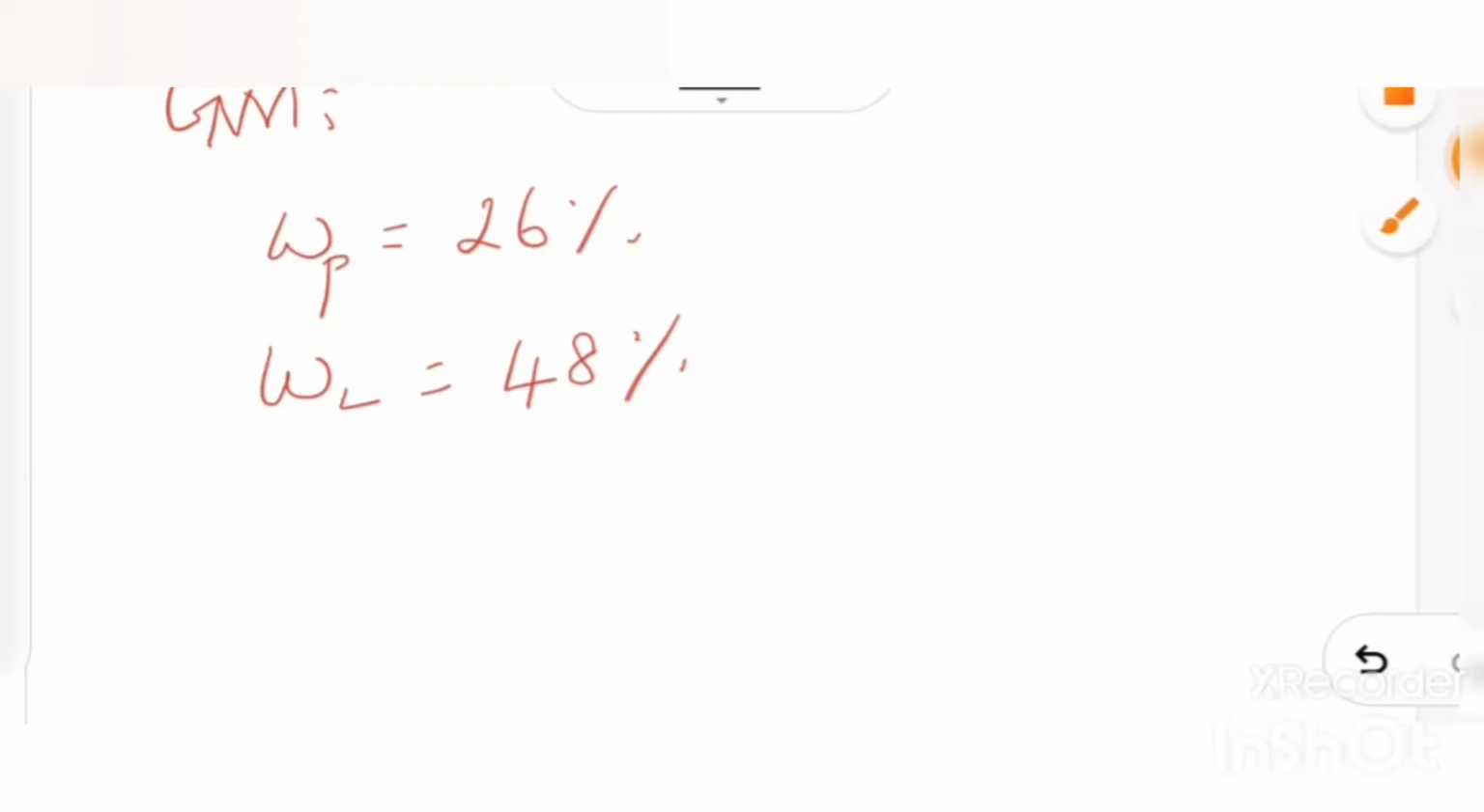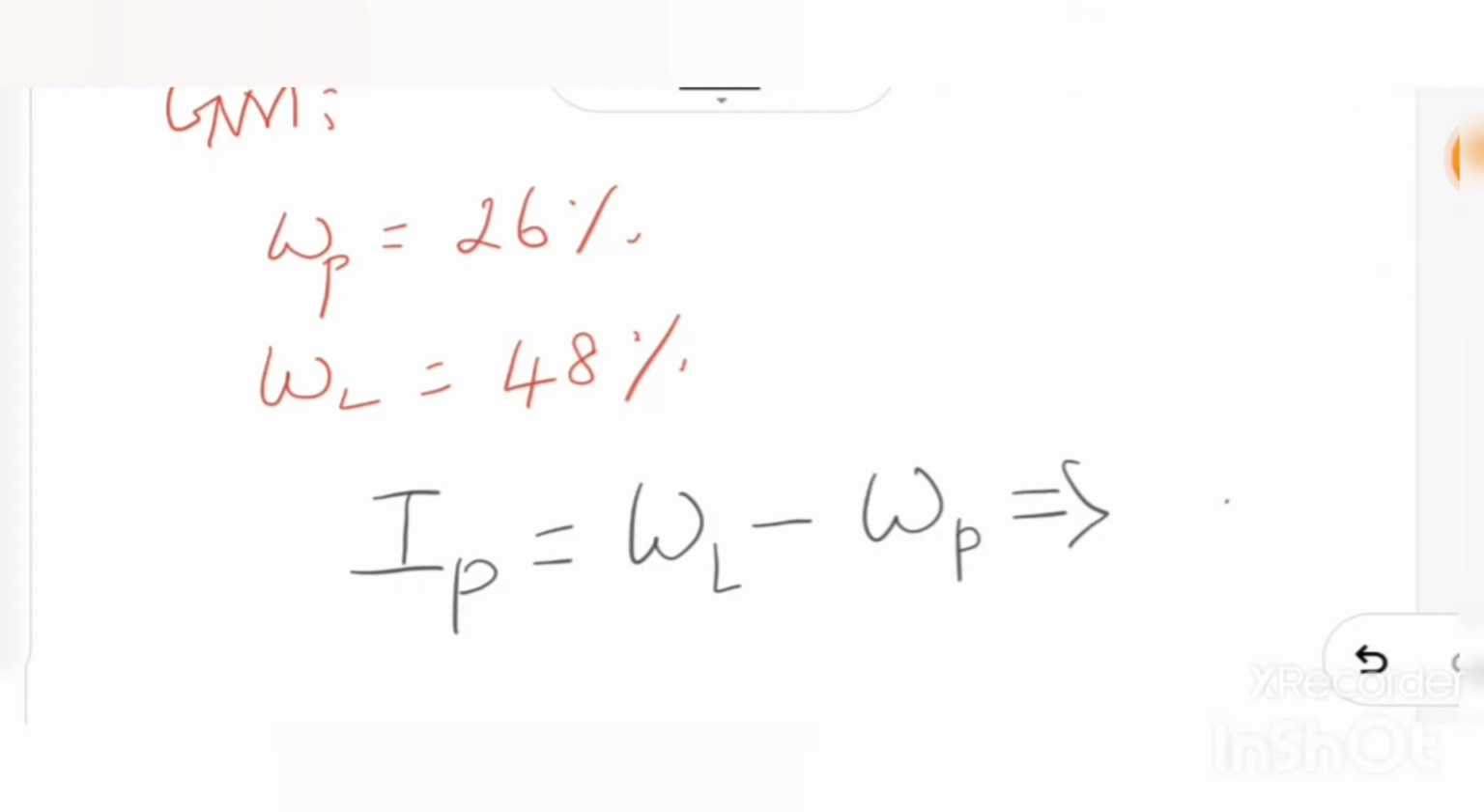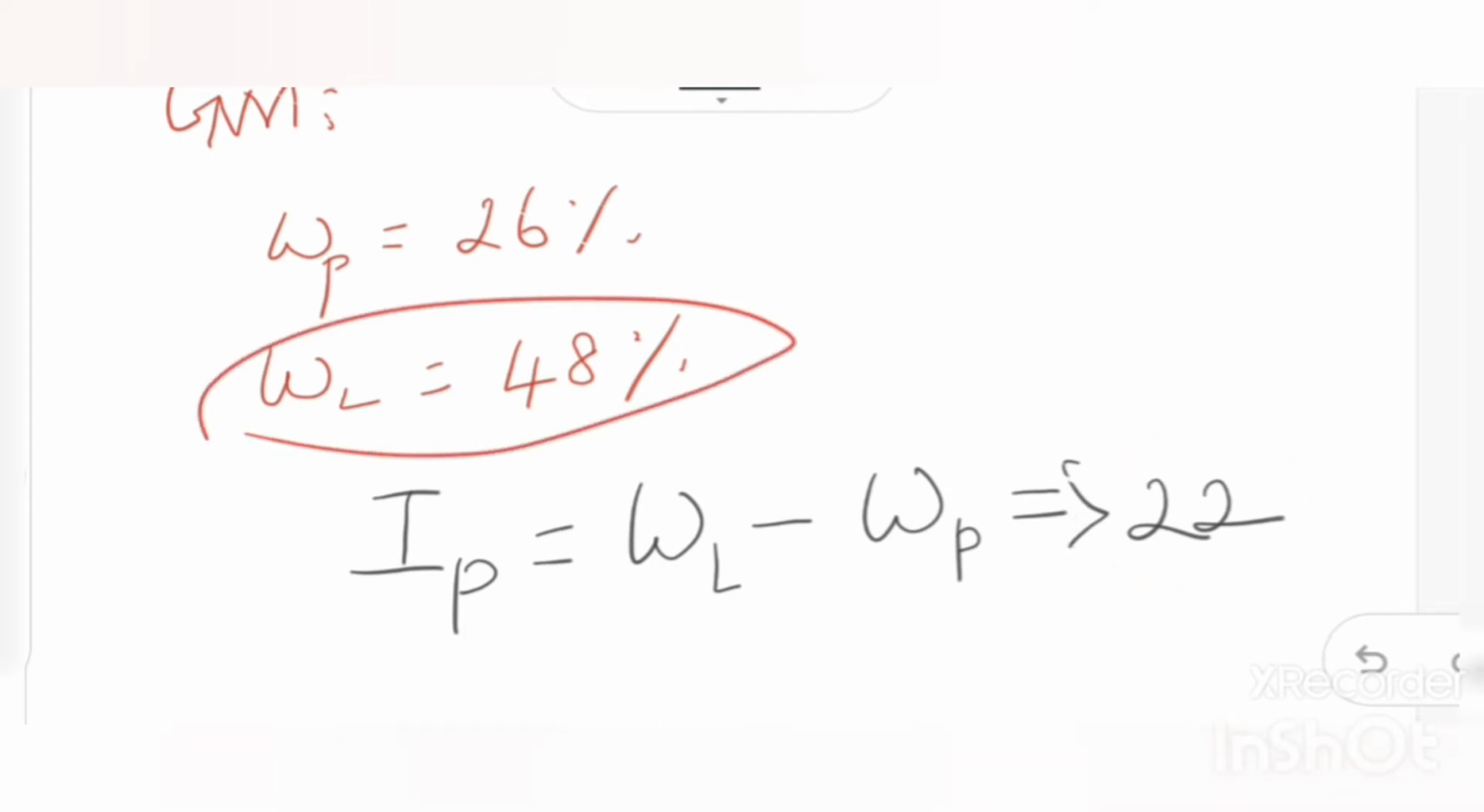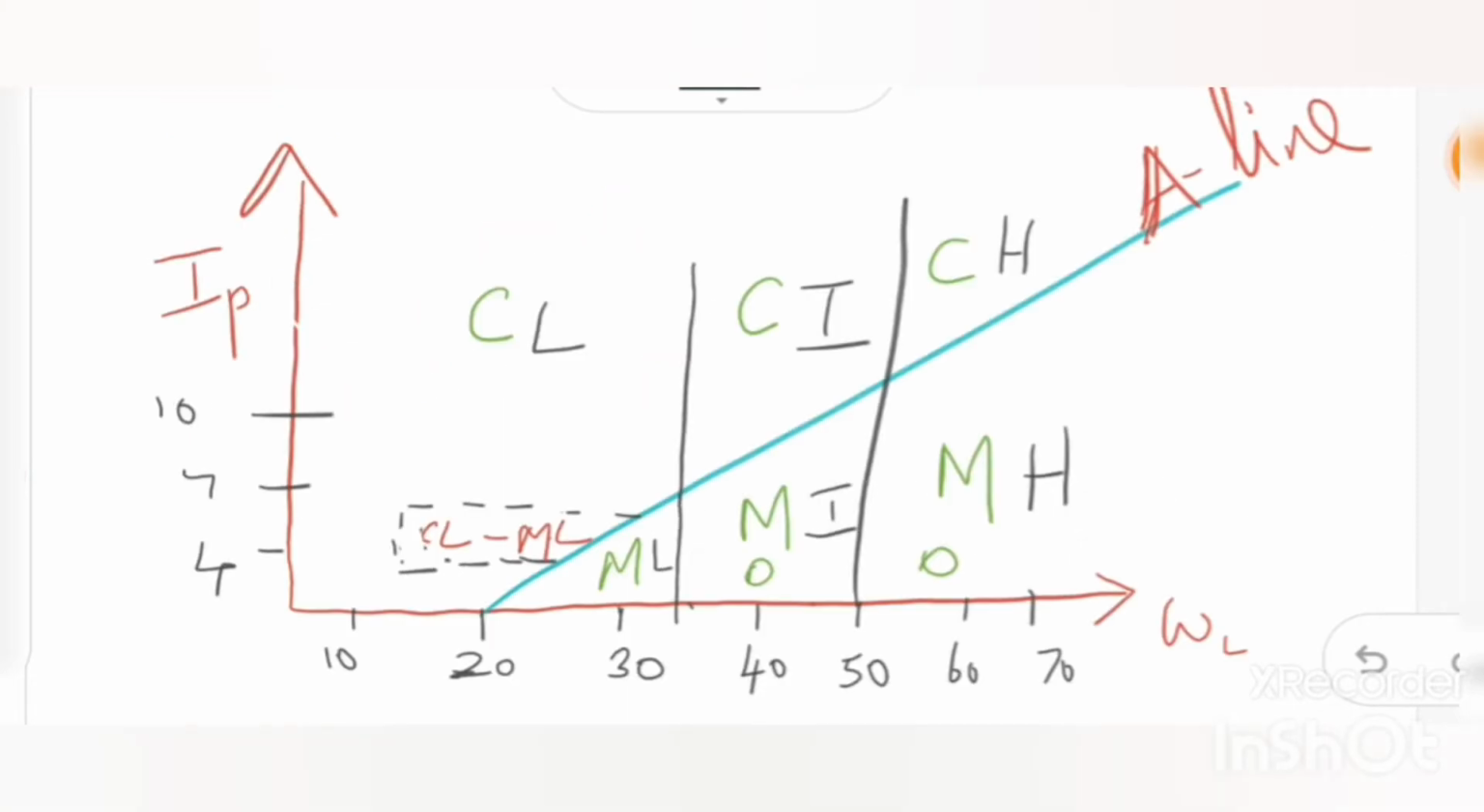To locate our soil in the plasticity chart, we need to find the plasticity index IP. By the formula, plasticity index is WL minus WP, so our IP is 22. Let's locate this given soil in the plasticity chart. IP is 22 and WL is 48%. Let's go and locate it in our plasticity chart.